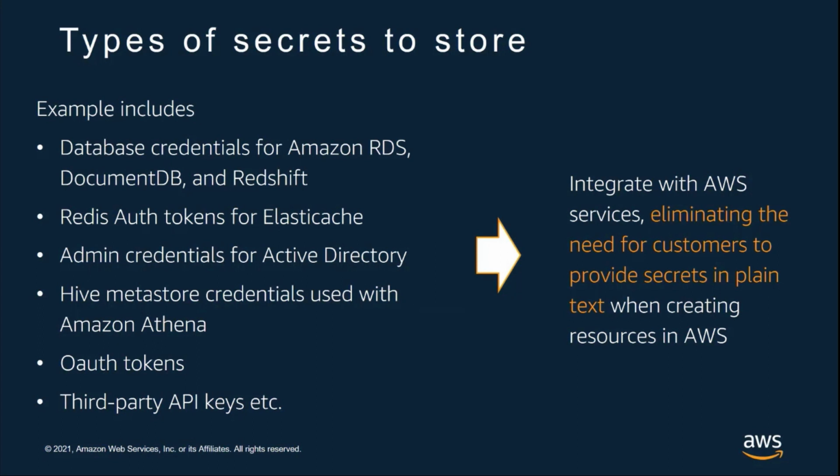You can manage secrets such as database credentials, on-premise resource credentials, SaaS application credentials, third-party APIs, and SSH keys. Secrets Manager enables you to store a JSON document which allows you to manage any text blurb that is 64 kilobytes or smaller. You can natively rotate credentials for RDS, Amazon DocumentDB, Amazon Redshift, Redis auth tokens for ElastiCache, and admin credentials for Active Directory.